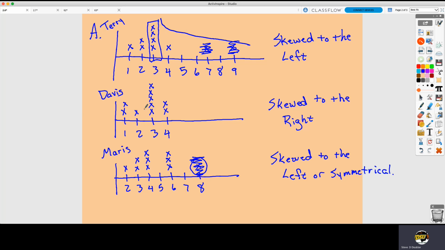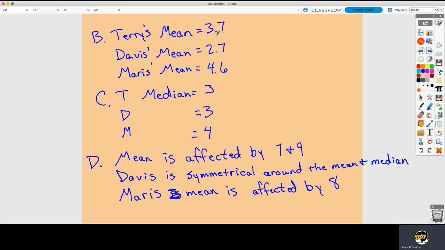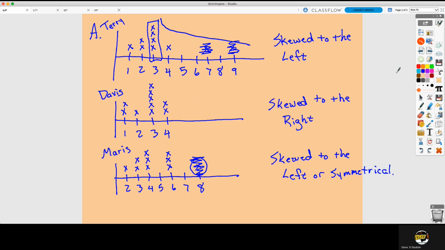Okay, if there's a big gap between them, and that's kind of what we were starting to get between our 3.7 here and our 3. If there's starting to be a bigger gap there, that means you've got some data points that really played into it quite a bit.